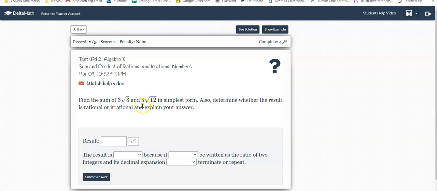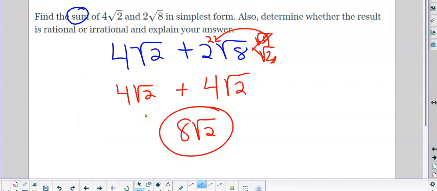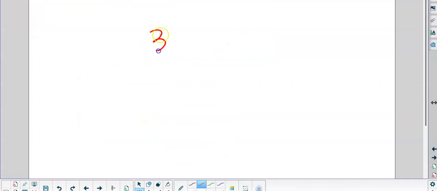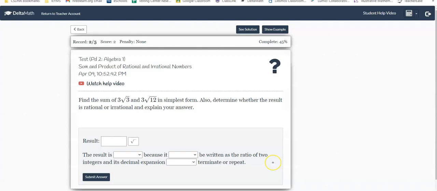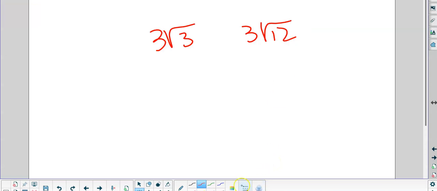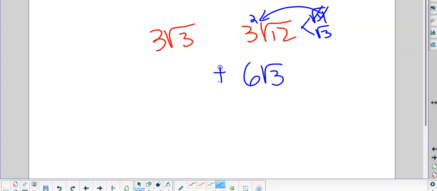So find the sum of 3 square roots of 3 and 3 square roots of 12. Okay, 3 square roots of 3 and 3 square roots of 12. Let me see if I have that right. Yep. This one we're going to break up into 4 and 3. This will come out as a 2. That'll give me 6 square roots of 3 and 3 square roots of 3. And that gives me 9 square roots of 3.